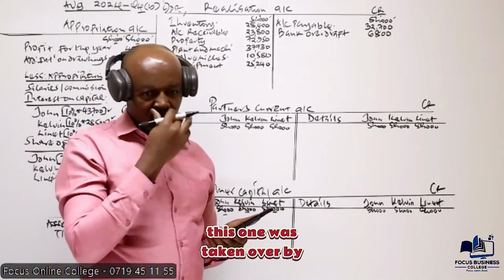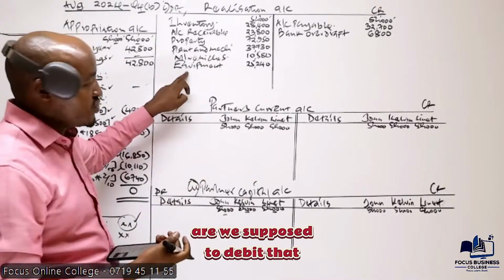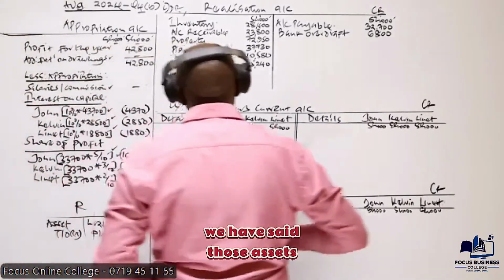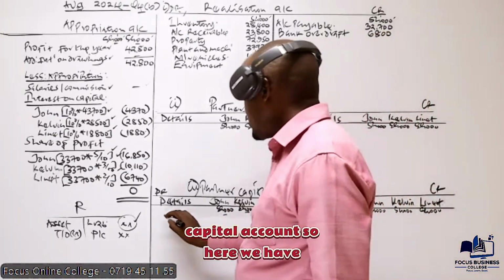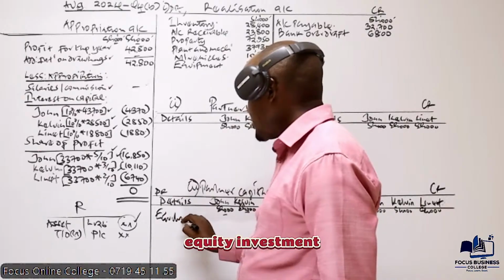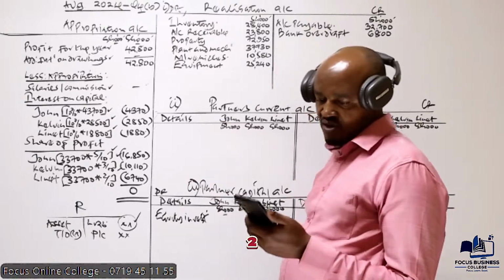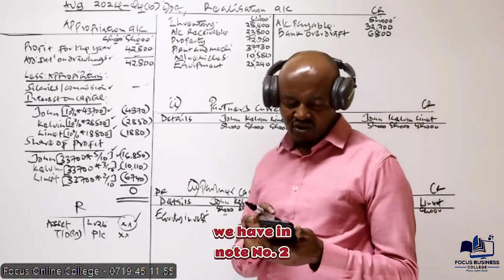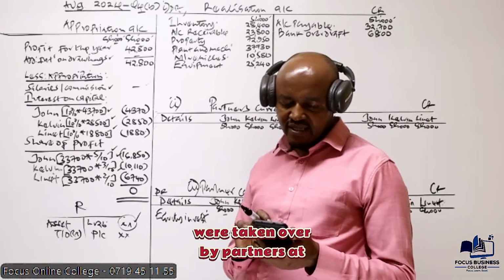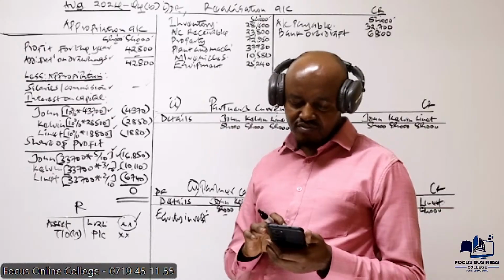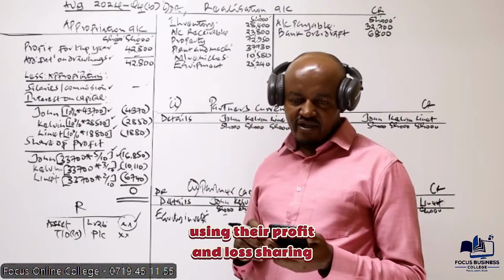And then from there, we have equity investment. This equity investment was taken over by the partners. So being an asset taken over by partners, are we supposed to debit that here? No. We have said those assets which are taken over by partners will be debited in the partners' capital accounts. So here we have equity investment, but basically we need to go back to the information which we have in note number 2. Can we go to the information we have in note number 2? We are told the equity investment, note number 2, equity investment were taken over by partners at their fair value of 18 million and allocated among partners using their profit and loss sharing ratio.